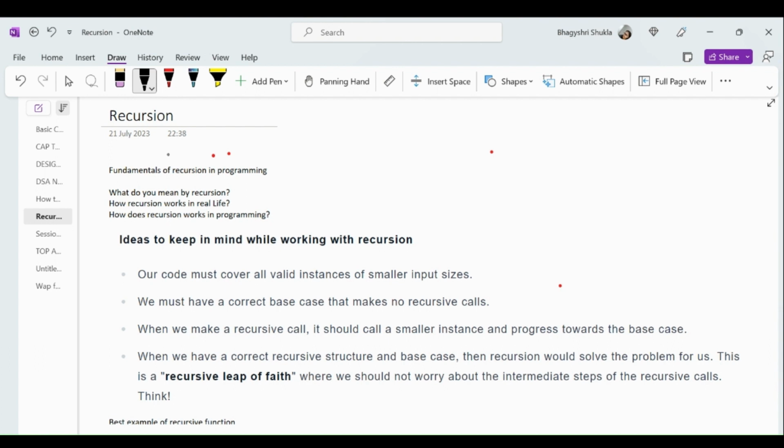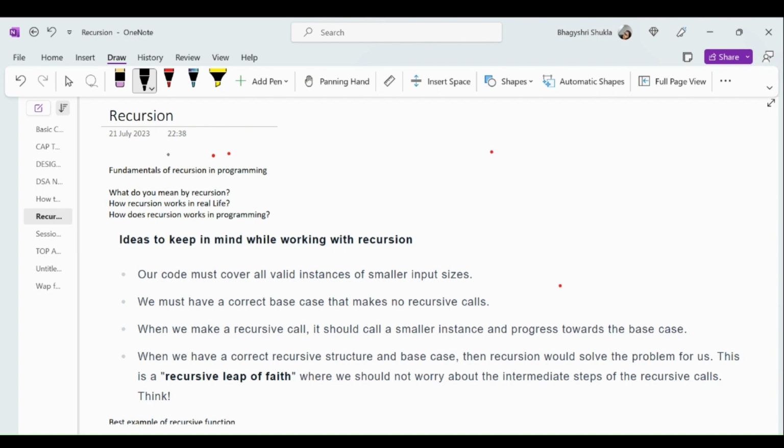After hearing what recursion means, we have a question in our mind: how does recursion work in real life? Every candidate and every student thinks about that. Suppose you are standing in a long queue of people, and you want to know how many people are directly behind you in the line. How can we solve this problem recursively? I'm just giving an example from real life.